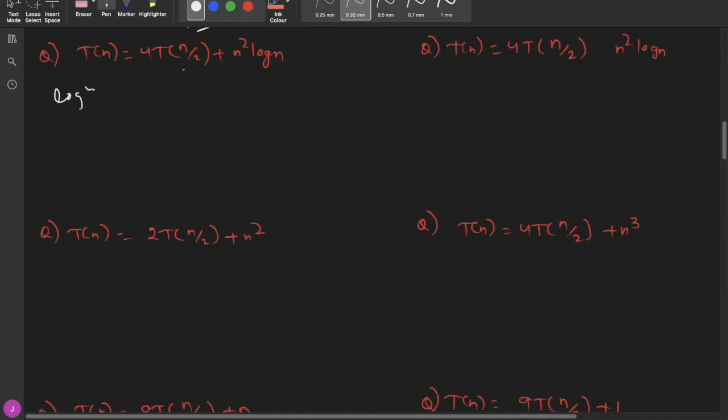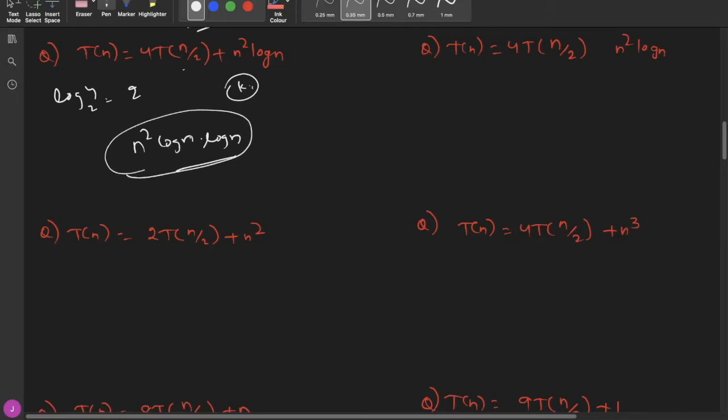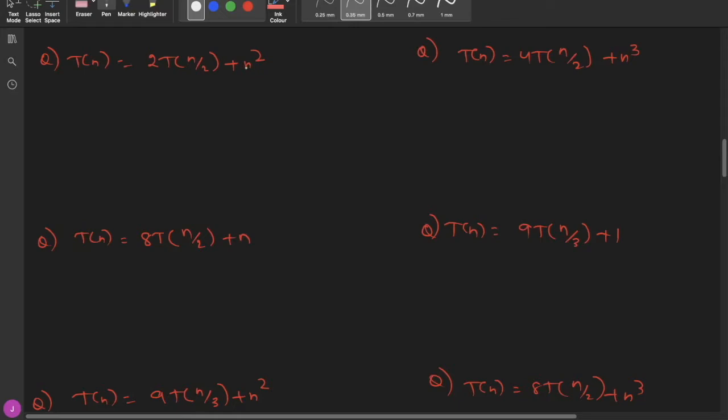Again log 4 base 2 is 2 and here also the k value is 2. What we can do, we can just multiply log n to the right side to make it greater than the left side. The answer should be n square log n into log n. Next, 2T(n/2) plus n square. You have to find out what is log a base b.